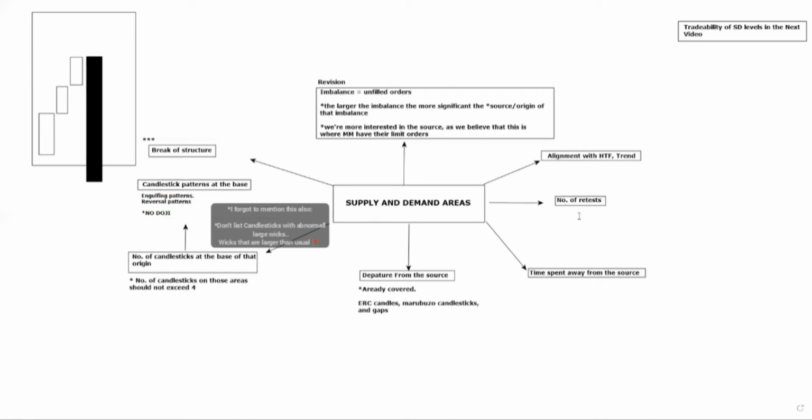And then time spent away. So you must at least, from that imbalance, right? The market is going away from the imbalance, is breaking structure. When it goes back to retest, for you to know that, okay, here's where I'm going to take a trade, you must at least have one open, high, close, low candlestick that's consolidating away from that level.